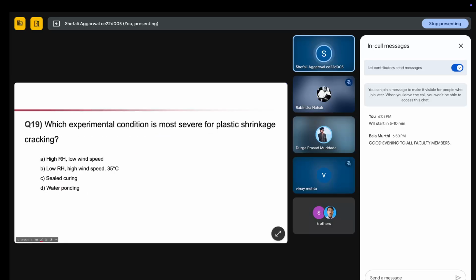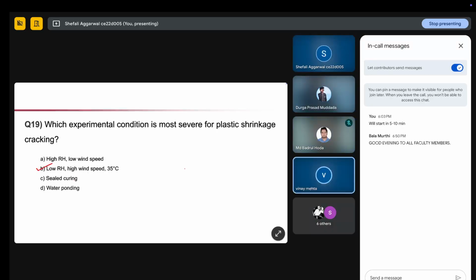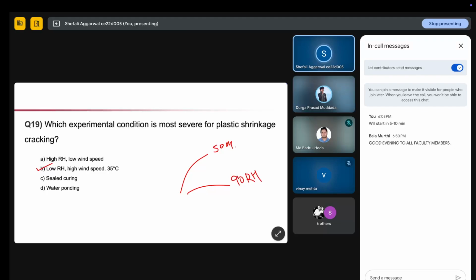Which experimental condition is most severe for plastic shrinkage cracking? Higher relative humidity, low wind speed, low relative humidity, high wind speed, and 35 degrees Celsius, sealed curing or water ponding? B, correct. So we have seen that graph of humidity also. If your 50 RH is there, then your shrinkage is much more as compared to your 90 RH. That means in dry condition and high wind speed, your shrinkage will be much more.